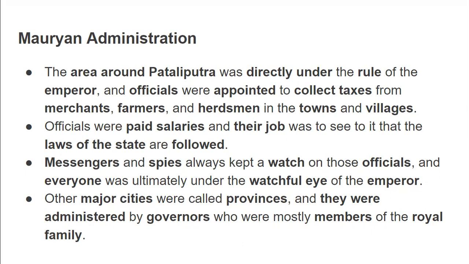The committee was divided into six boards, each comprising five members. Each board looked after specific departments such as: first, comfort and security; second, registration of birth and death; third, industry; fourth, trade and commerce; fifth, inspection of manufactured goods; and sixth, collection of taxes.